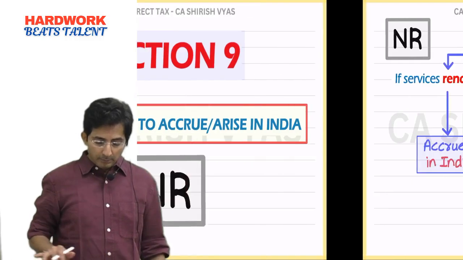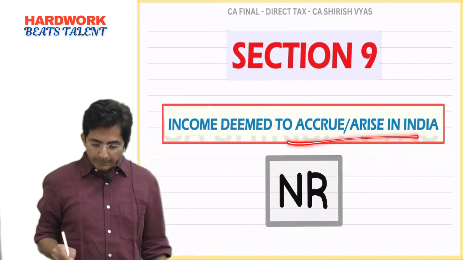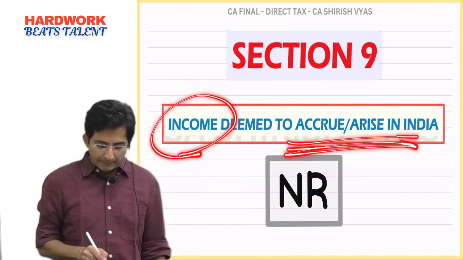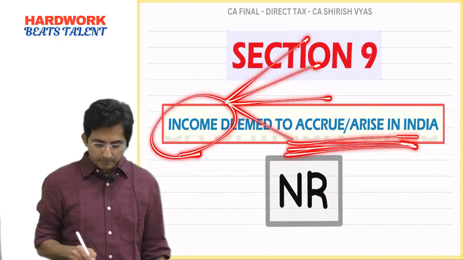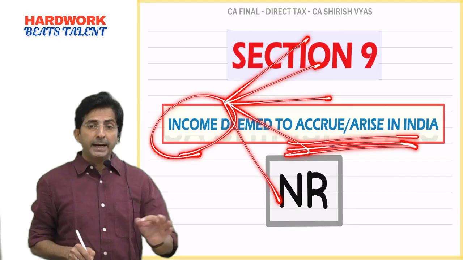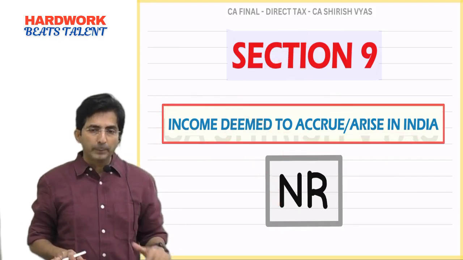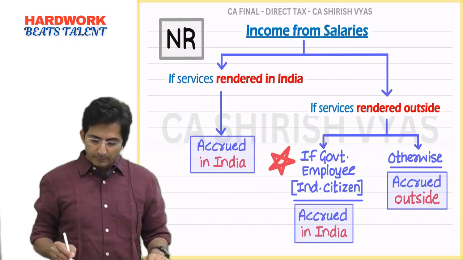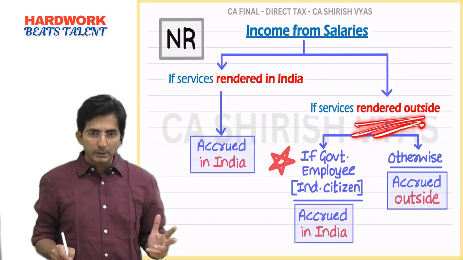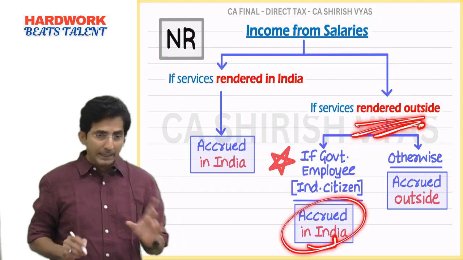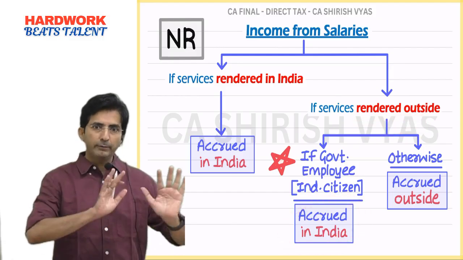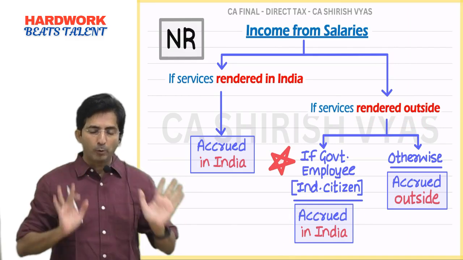See, what did I say? To explain income accrued in India, I am taking the income head-wise. And under each head, there is some typical point. Like in the head of salary, what was the typical point? That sometimes even if service is rendered outside India, it is deemed to accrue in India. That was one special point. This way, everywhere some exceptional point will be important.